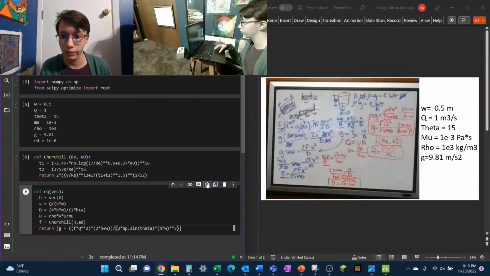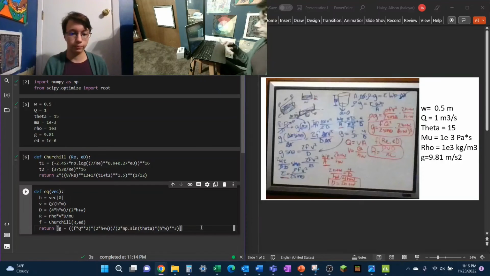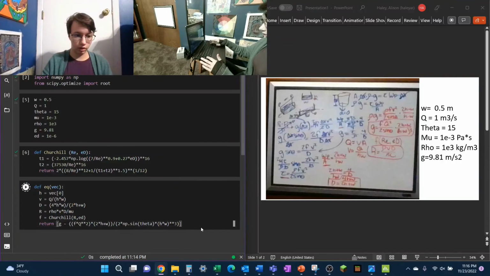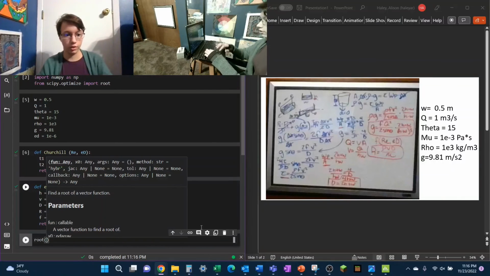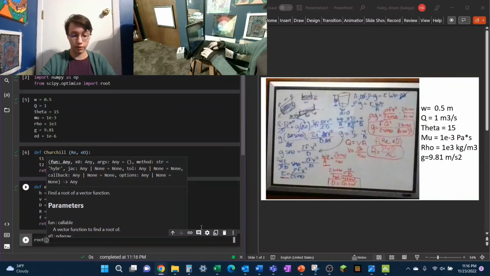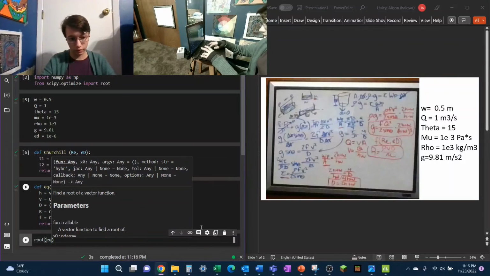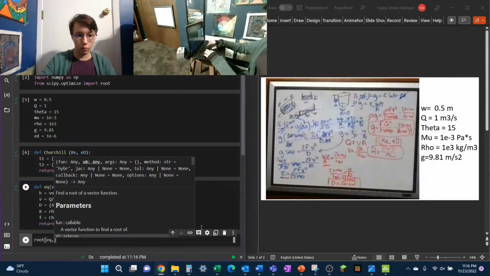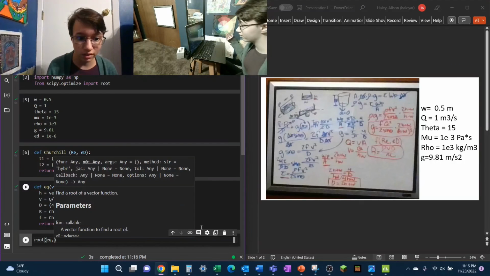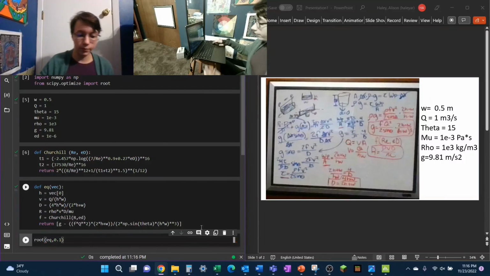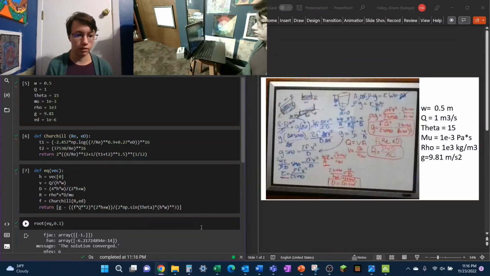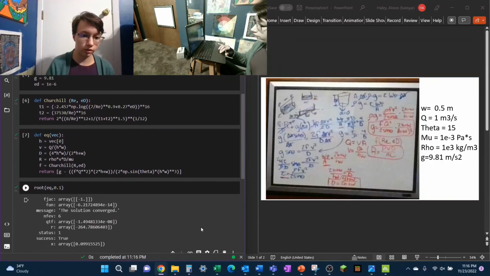Alright, so then should have everything entered in, so now we can just use the root function. First thing we need to list in the root function is the function that we're going to be finding the root of, so that's our equation. And then we have to list an initial guess, so we can just guess 0.1 maybe, and we'll see what we get. Alright, so this is our solution converged.